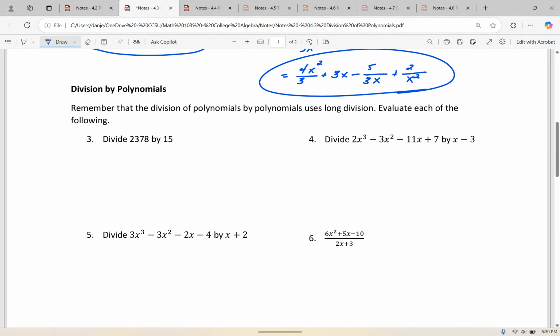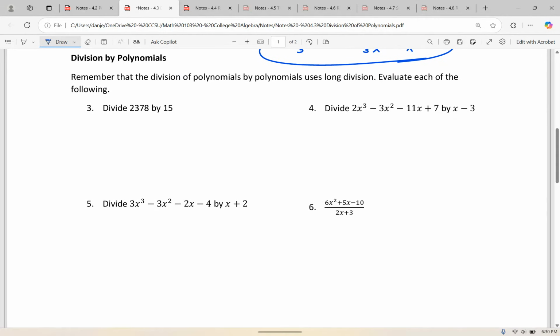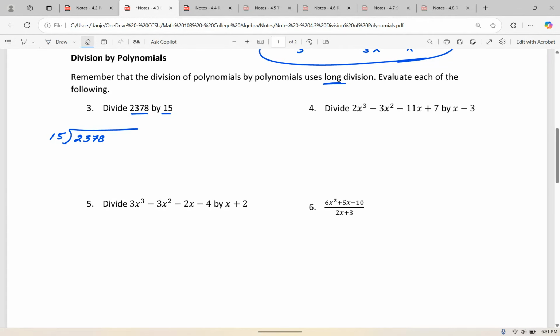To divide by polynomials, there's actually two processes that we can use. There's long division and then there's synthetic division. First, I'm going to use long division. Just a quick review. If I want to divide 2378 by 15, we have 15 outside the division. 15 goes into 23 once. 1 times 15 is 15, and then we subtract 15 from the 23. 23 minus 15 is 8, and then we bring down the 7.